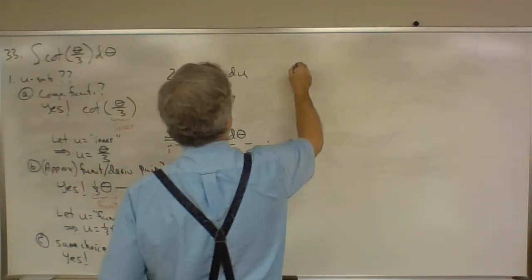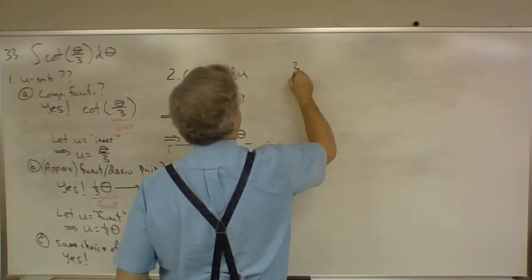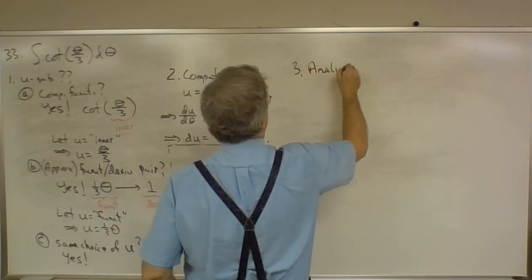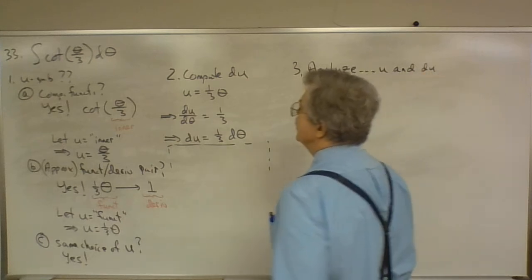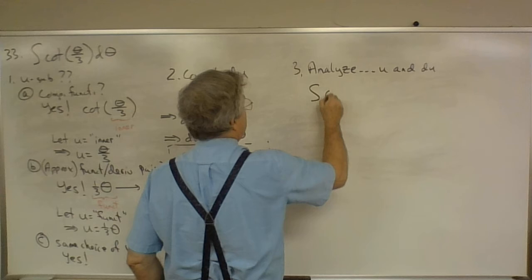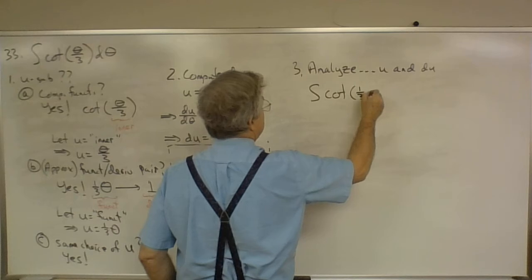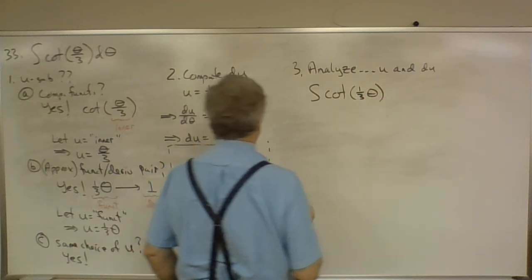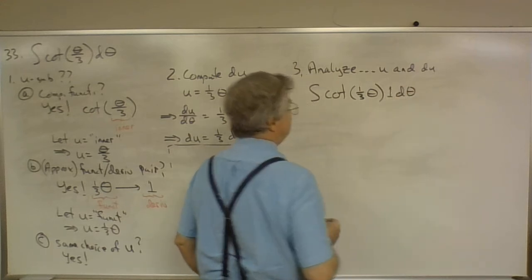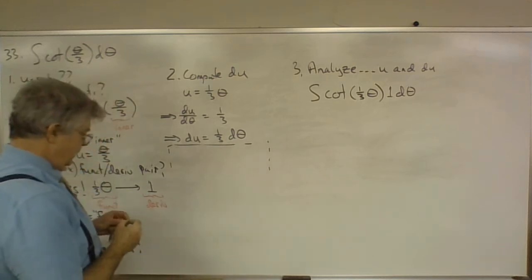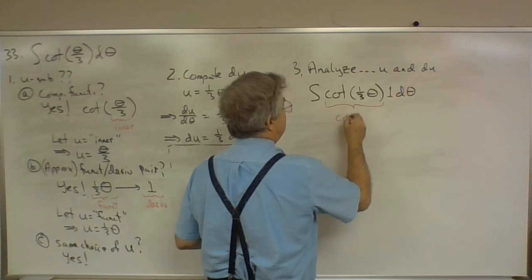Step 3, that's not a 3. Analyze in terms of u and du. So we have the antiderivative or integral of cotangent of 1/3 theta and d theta, which we know is the same as 1 times d theta. Here is cotangent of u.